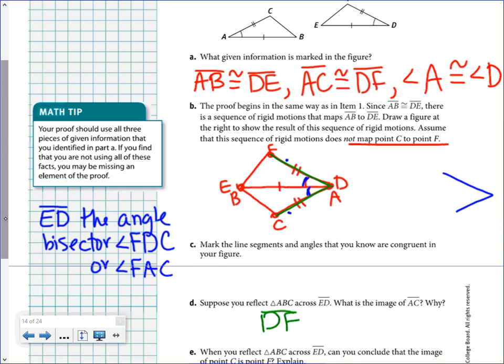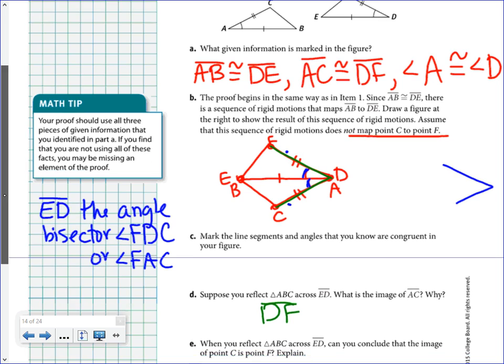So since we're trying to show the congruency by a sequence of rigid motions, if we place the triangle so that one of the sides, ED and AB, are lined up, it's going to make that line of reflection, and it's going to make it easier to use reflection as one of the rigid motions in our sequence. And this is the way the book is choosing to work through it. That's not the only option, it's just the one that they chose to do.